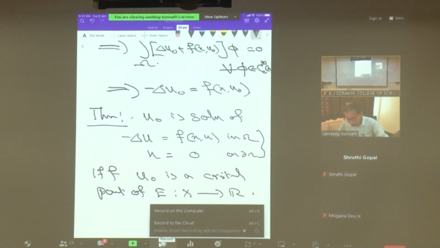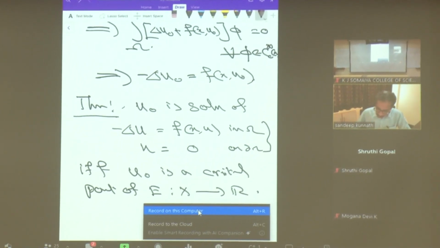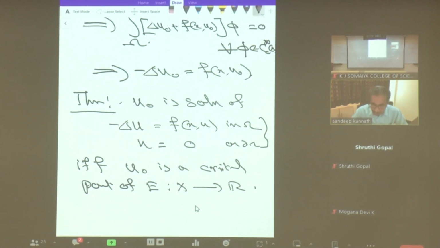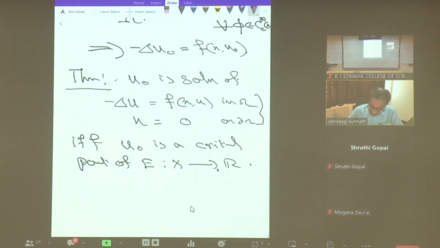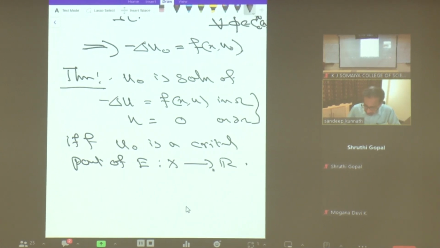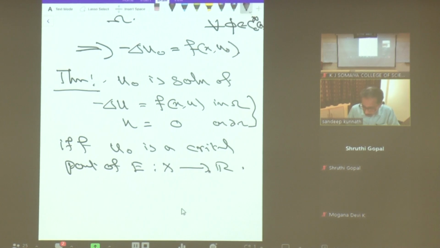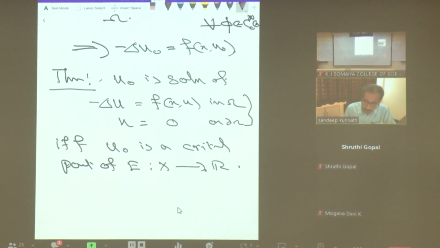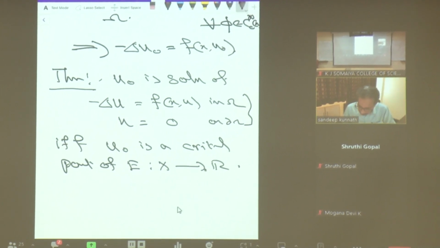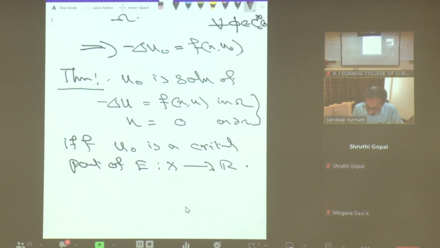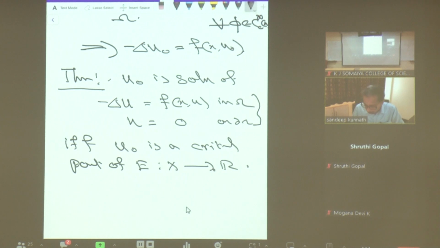Okay, so next I am going to take up the question of, so the main conclusion that I have arrived at in the morning session is that this problem, for example, u naught is a solution of certain PDEs, which we call semilinear elliptic type, if and only if u naught is a critical point of an energy function from a Banach space to R.